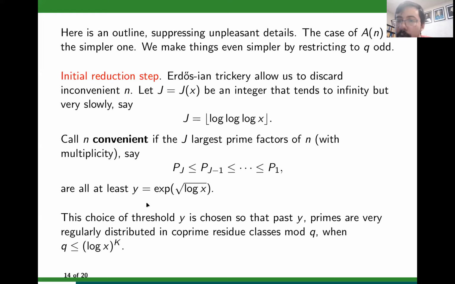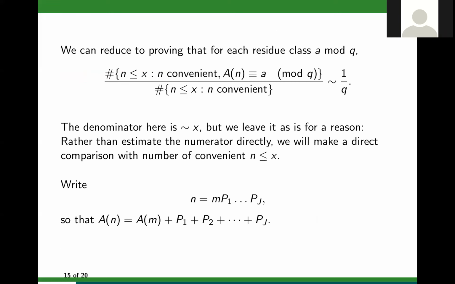So that's j. What about y? Well, the reason for choosing this y is because we know the Siegel-Walfisz theorem. And the Siegel-Walfisz theorem tells us that once you get past y, the primes are very regularly distributed in coprime residue classes mod q in the range of q we care about. So for q up to a bounded power of log, the primes past y are essentially regularly distributed in coprime residue classes mod q.